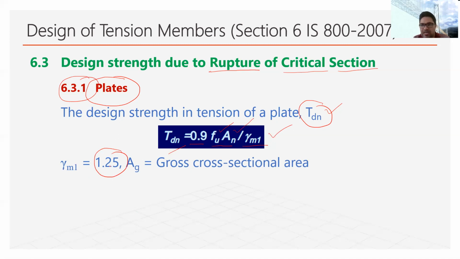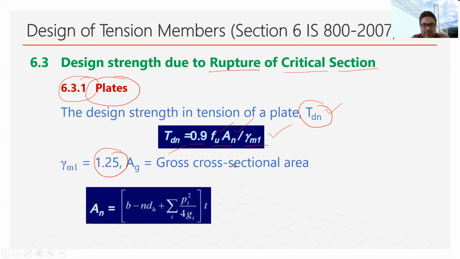All this is explained in the IS code also. I have already shown that in, I think, lecture 2. In the IS code there is a table which explains these partial safety factors, how we take these values. So you can refer to that.